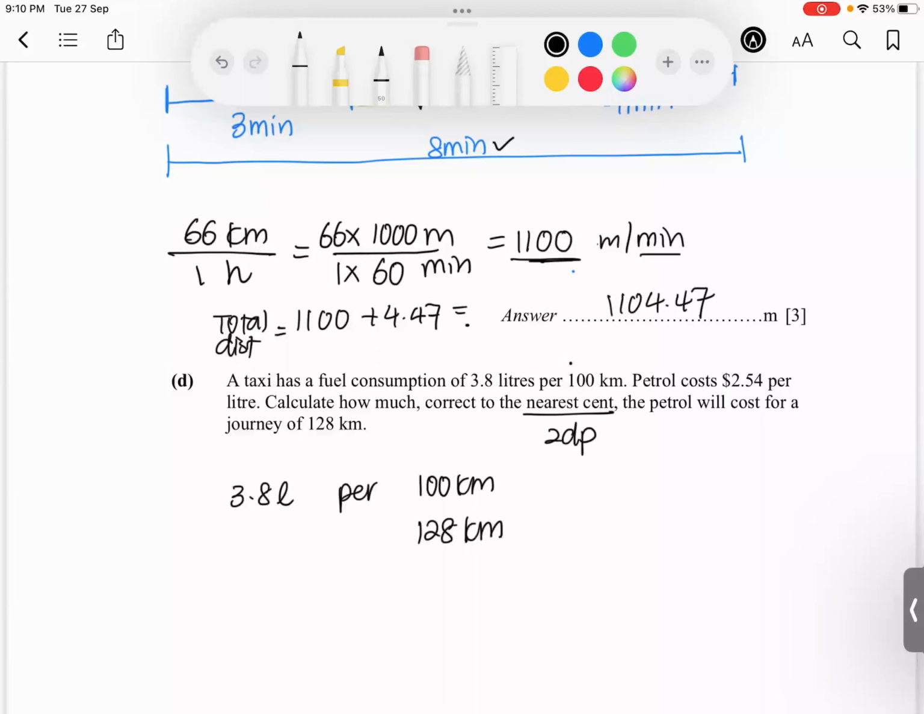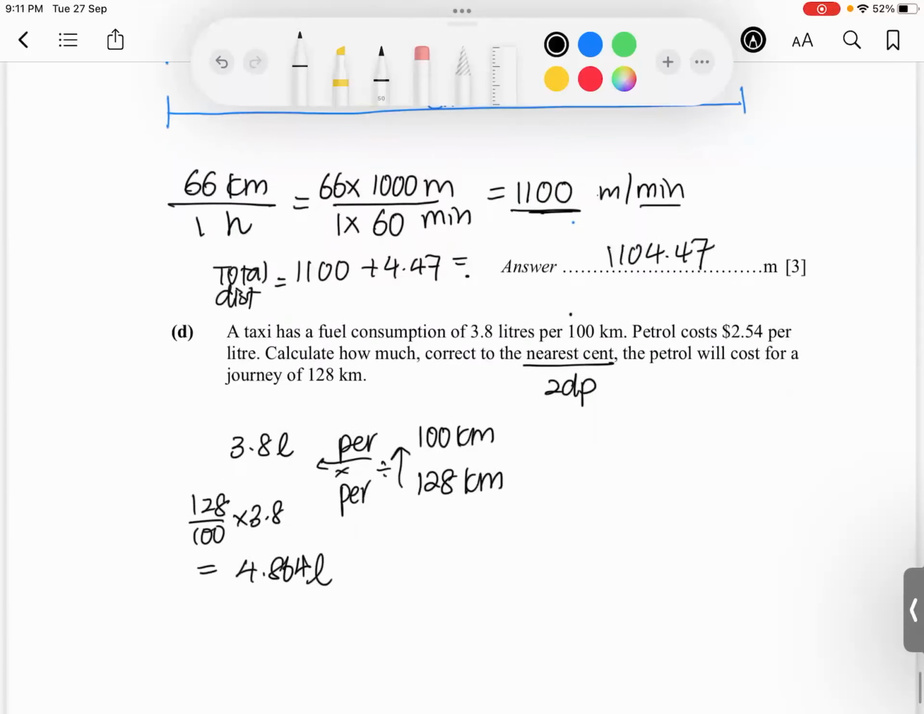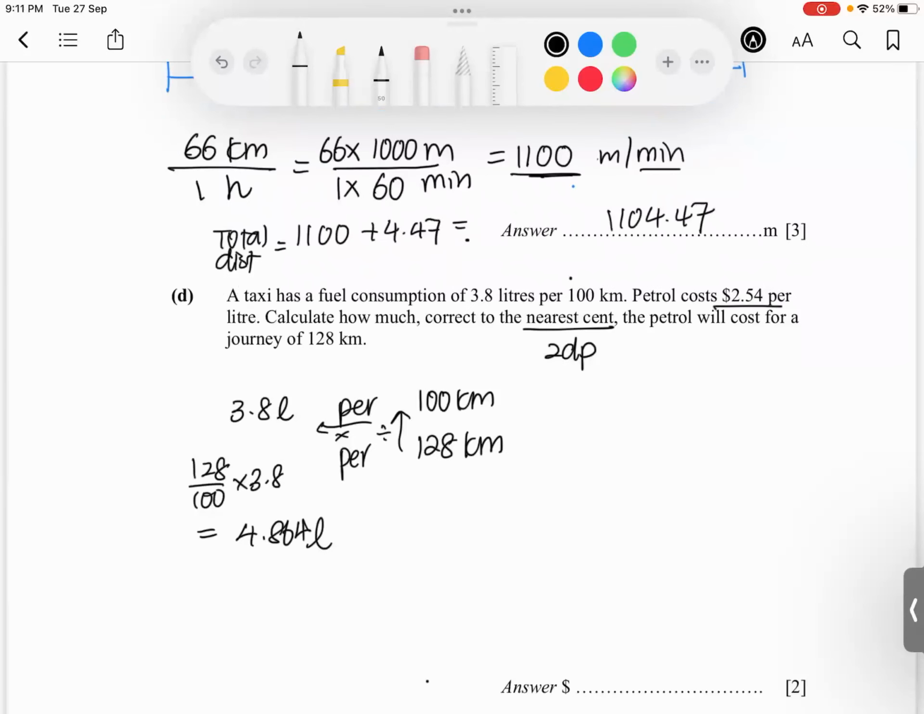So I use proportion. 128 over 100 times 3.8. That will give me 4.864 liters, exact. Then each liter costs this price, so 4.864 times $2.54. Then you get your answer. But they want the nearest cent, so it's 2 dp, so $12.35 is your answer.